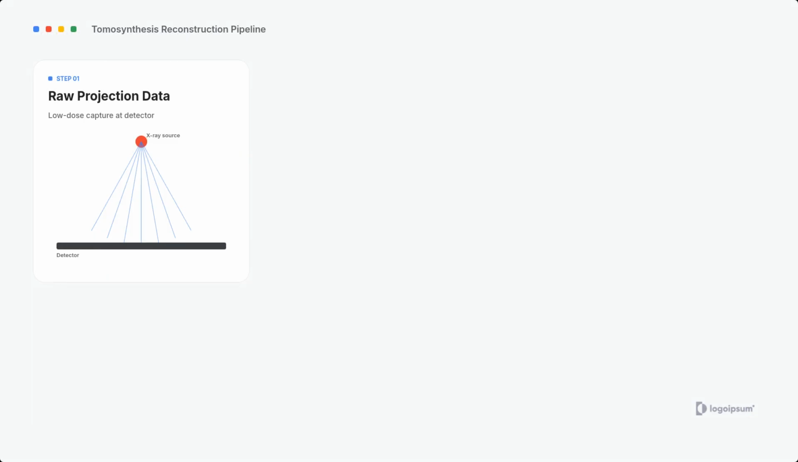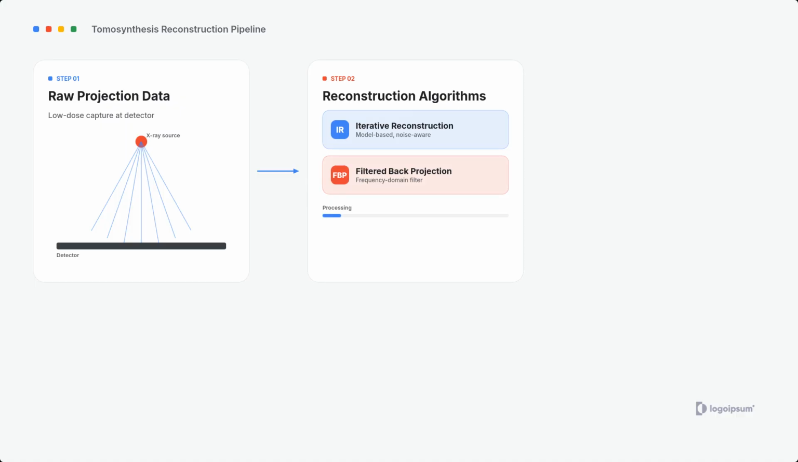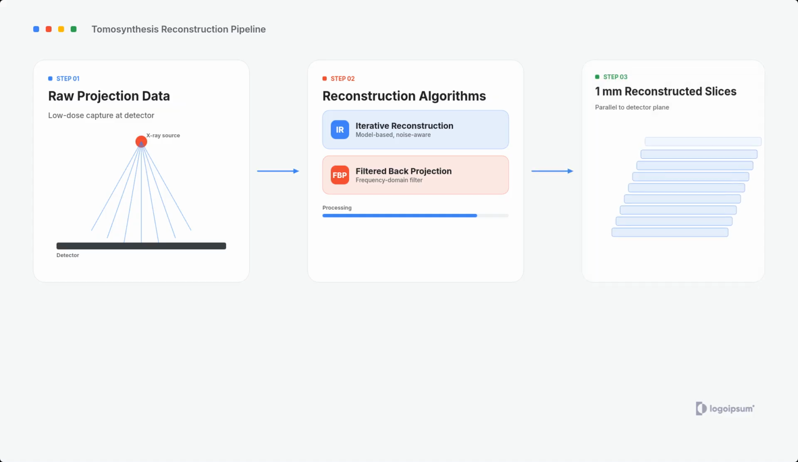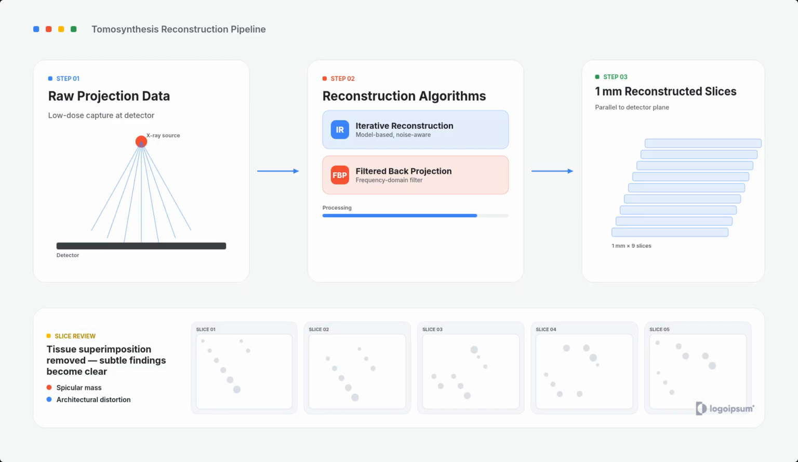Once raw projection data is captured, advanced mathematical algorithms reconstruct the volume into thin focal planes. Iterative reconstruction and filtered back projection process these low-dose projections into a stack of 1 millimeter reconstructed slices parallel to the detector. Browsing through these thin slices eliminates tissue superimposition, making subtle spicular masses and architectural distortions clear.